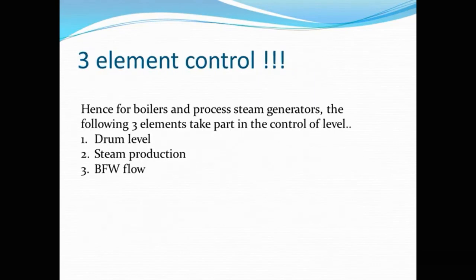So once again, the three elements which come into play in the boiler drum level control are: 1. The drum level, 2. The steam production, and 3. The boiler water flow rate.